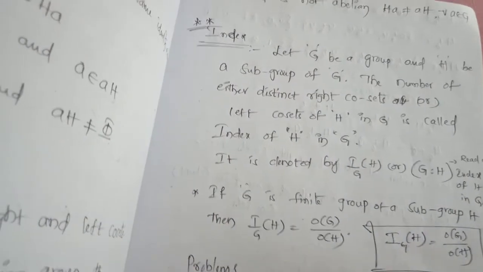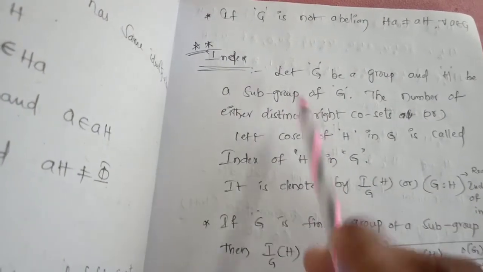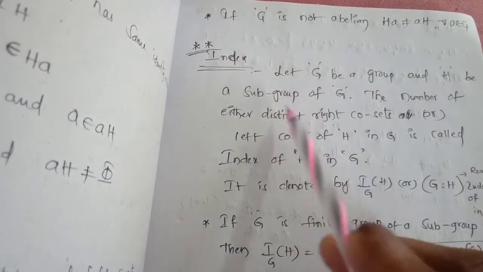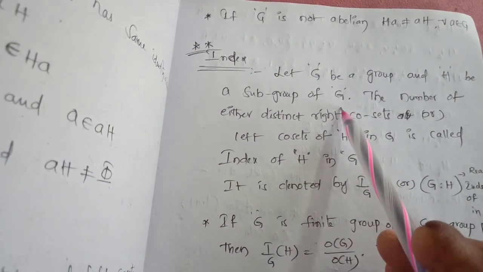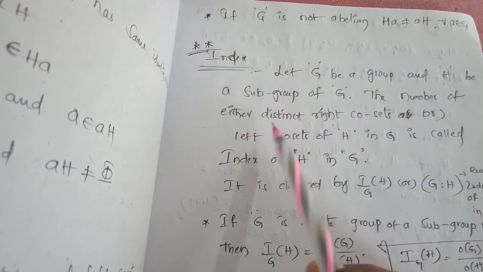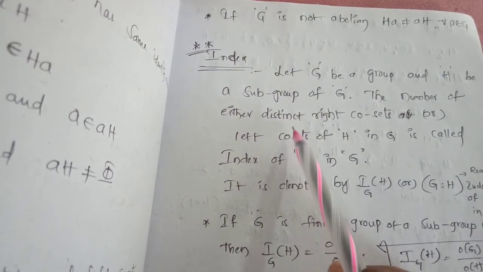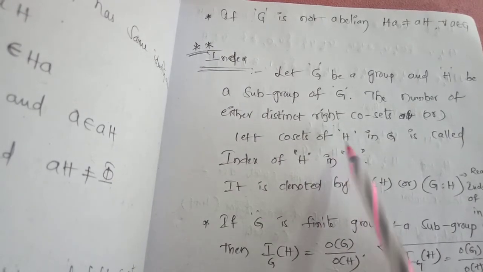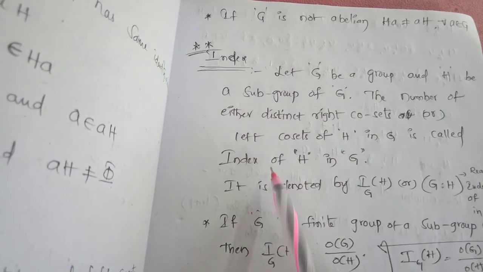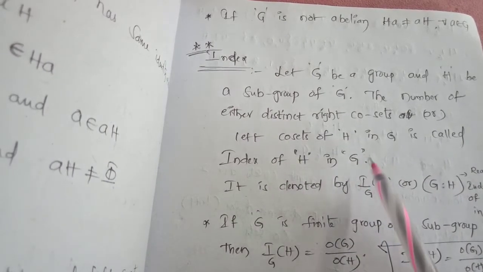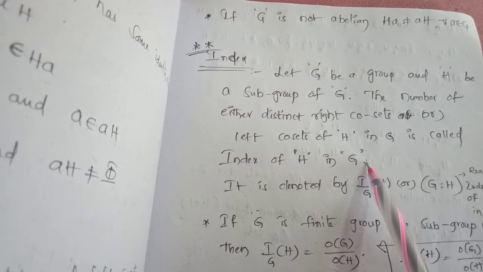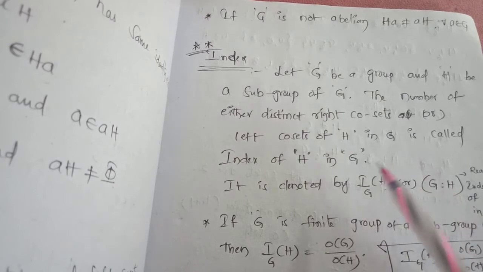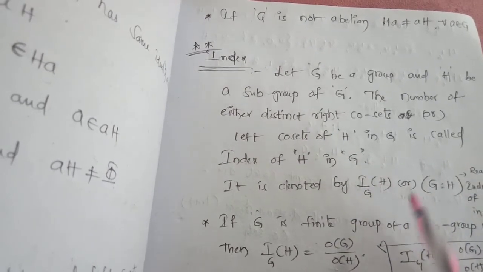Index of a subgroup of a group G. Let G be a group and H be a subgroup of a group G. The number of either distinct right cosets or left cosets of H in a group G is called the index of subgroup H in G. The total number of either left cosets or right cosets which are distinct is called the index.